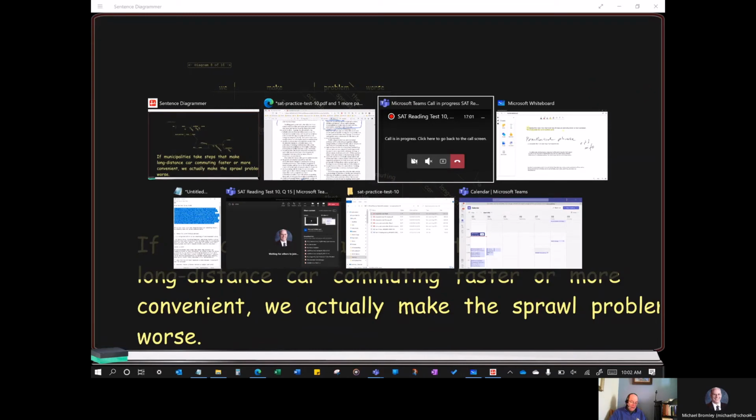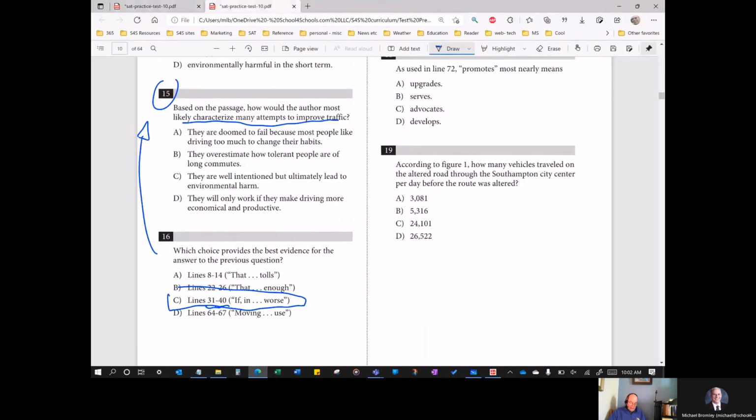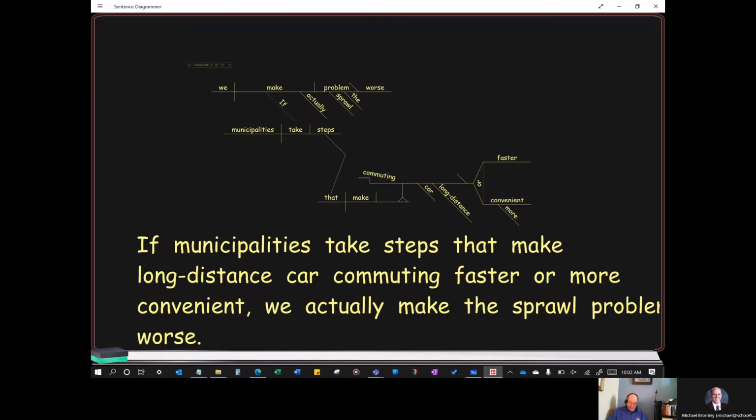And we can see when we go to the question itself, we get: they are doomed to fail because people like driving. This says nothing about driving too fast. They overestimate how tolerant they are. They're well-intentioned but lead to environmental harm. So where do we get that out of there? If they take steps to make long-distance car commuting faster and more convenient.